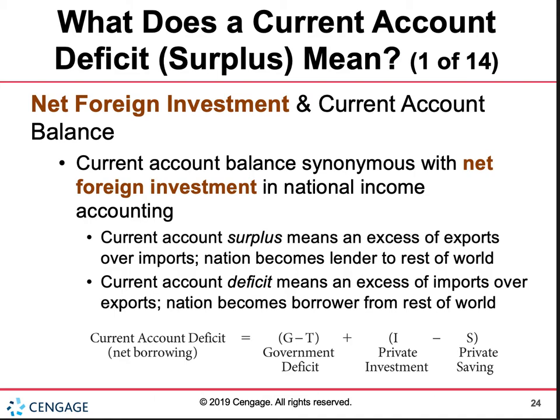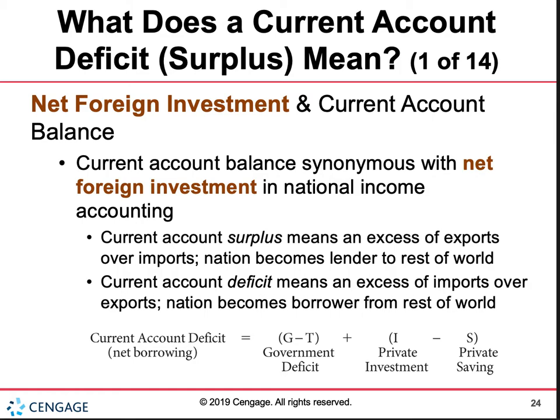So the formula on the bottom of the slide is basically showing you what national income accounting is. The account deficit or net borrowing is government spending minus your taxes plus your private investment minus your private savings. So a current account surplus means there's an excess of exports over imports. Now the nation becomes a lender to the rest of the world. That's a key thing I want you to take away from this slide. If you have a surplus, you're going to be a lender. You have more funds available, more things that you can offer to the rest of the world.